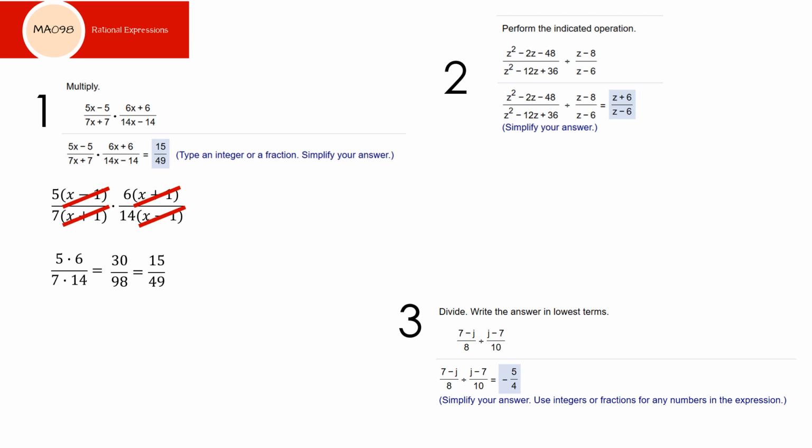Let's look at number 2. For this one, you need to factor a whole bunch of stuff. The top factors into z plus 6 over z minus 8. The bottom factors into z minus 6 times z minus 6. Hopefully you remember to change the division to multiplication and flip the second fraction. Now we're ready to slash. z minus 8 over z minus 8, z minus 6 over z minus 6, which leaves us with z plus 6 over z minus 6. If you need to write all this out, pause the video and write it out. I have to go to the next screen to show you number 3.